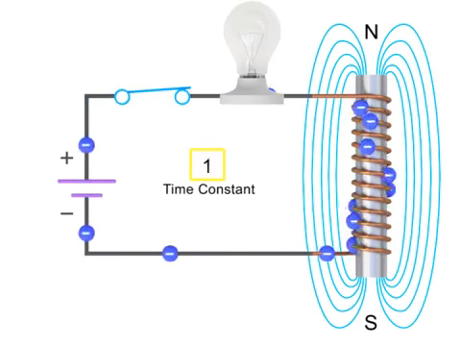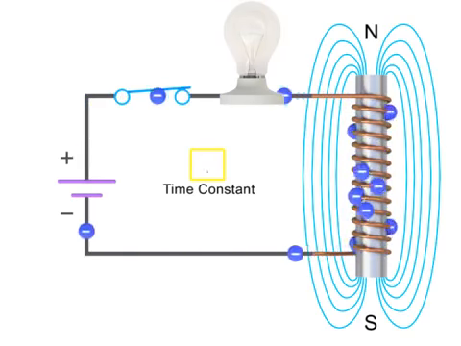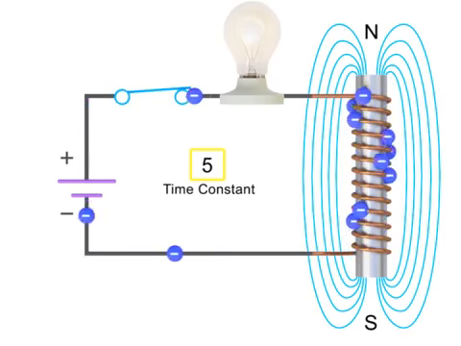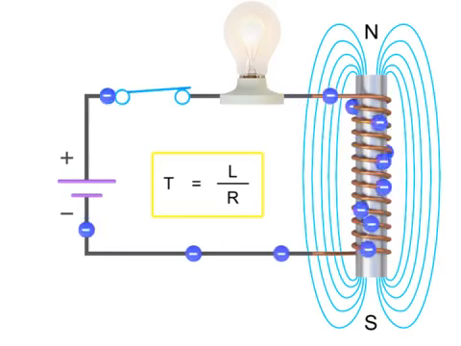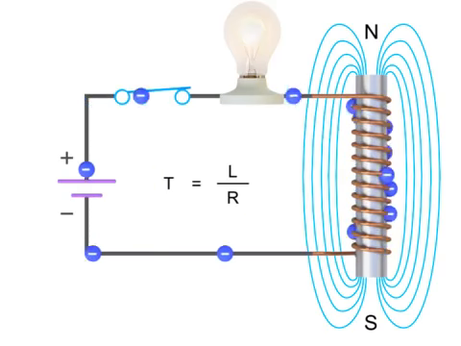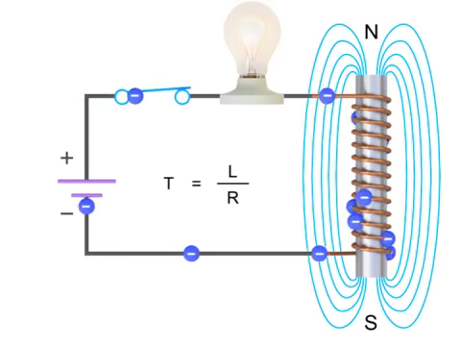The current will continue to flow and reach its maximum value after 5 time constants, or 5t, where t is equal to L divided by R. The light bulb will then be at its maximum brightness.